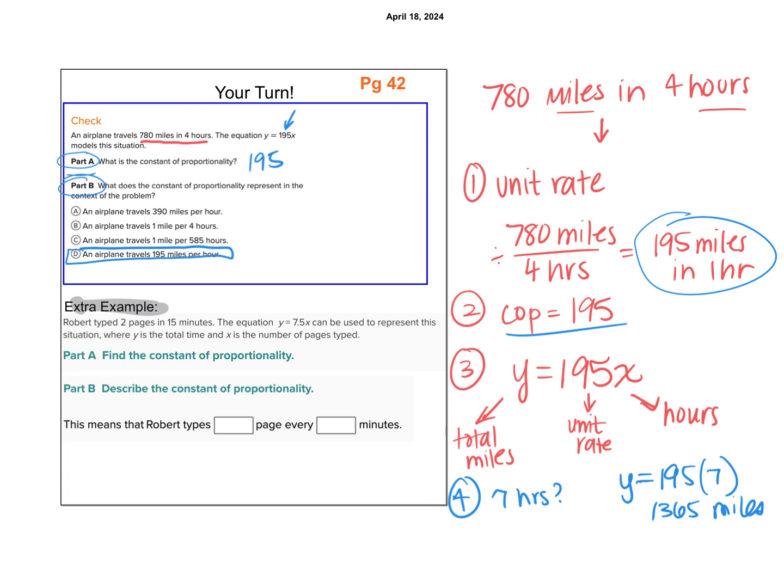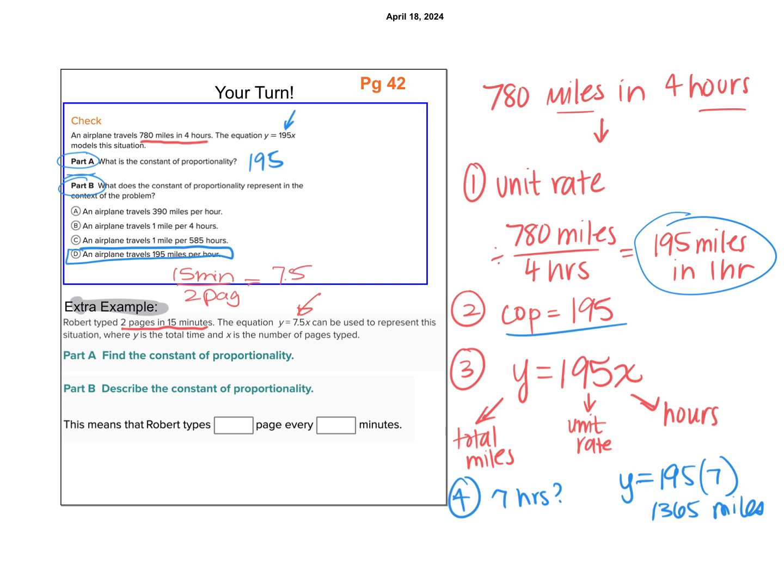All right, it says Robert typed 2 pages in 15 minutes. So if you want that to be a unit rate, we want to know how long it takes for just 1 page. So it's 15 minutes for 2 pages. To get 1 page, you would divide it out and you get 7.5. So you can see they already gave you the equation.